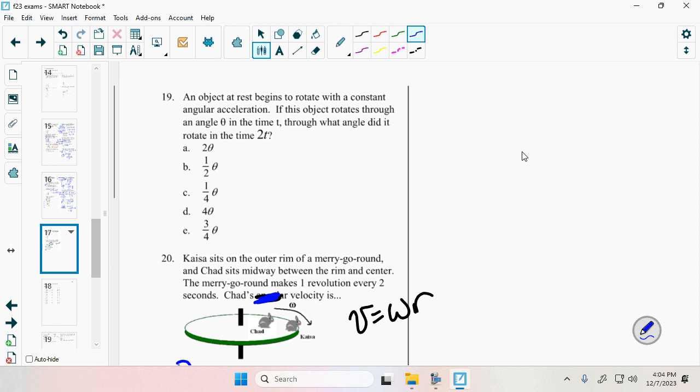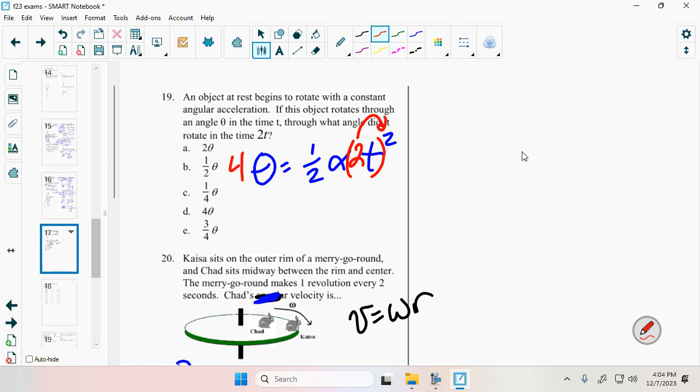Here is the relationship between theta and t. I have alpha t squared. If I double the time, what happens to theta? Well, since it's 2 squared, I'm going to have 4 times the original angle, 4 theta.